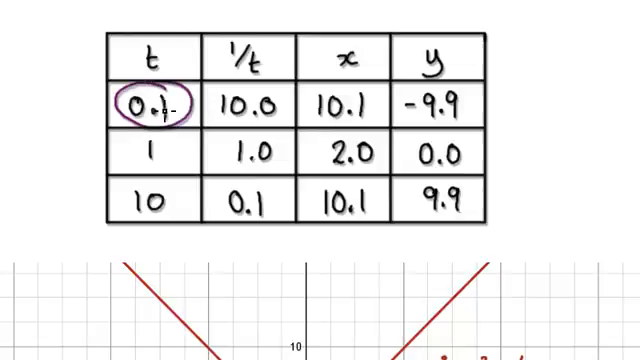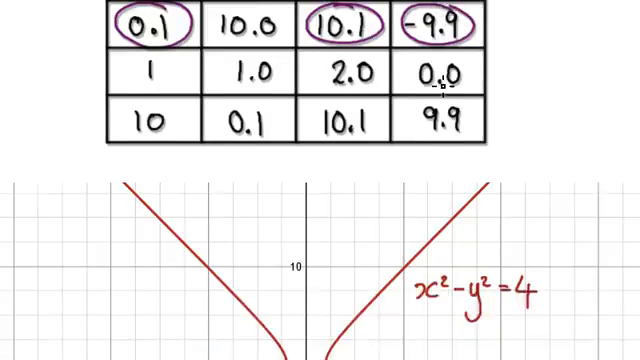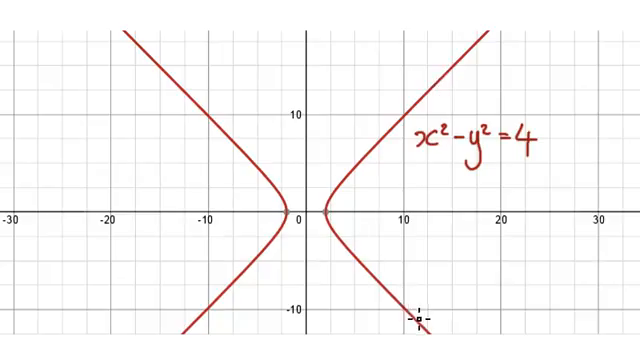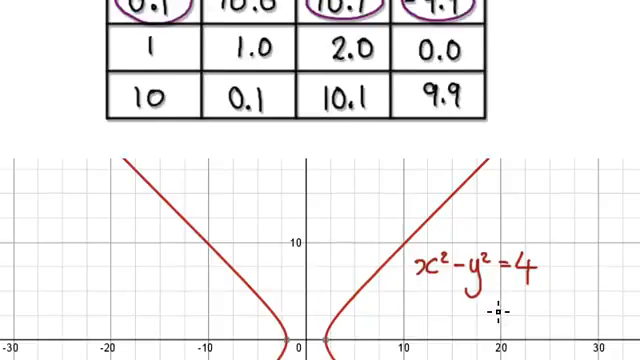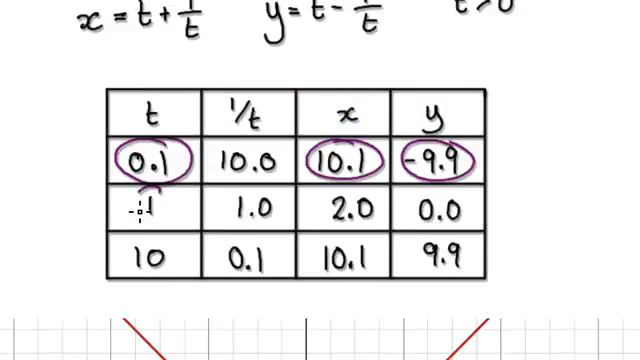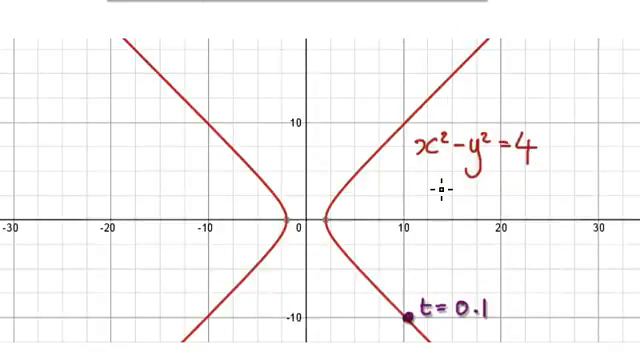So when t is very small, when t is 0.1, x will be 10.1, y will be negative 9.9. So that will be somewhere around here. So this is when t equals 0.1. Now select some easy points, like when t equals 1. When t equals 1, x will be 2, y will be 0. So that's when t equals 1.